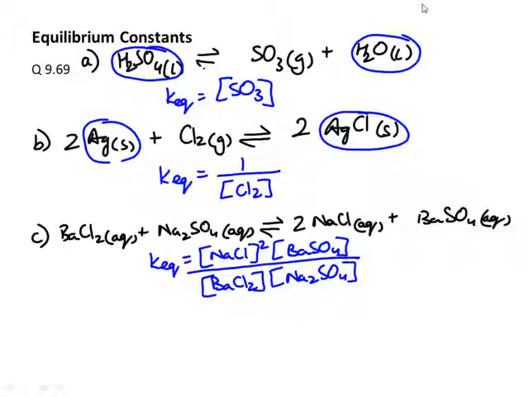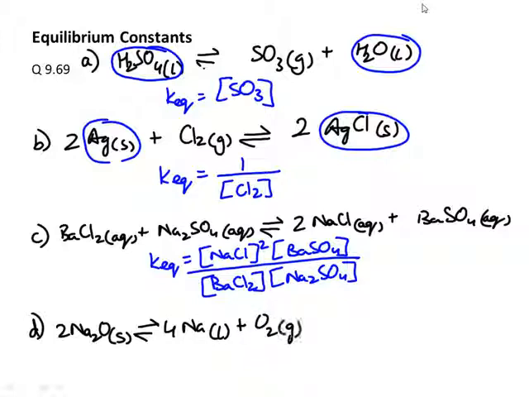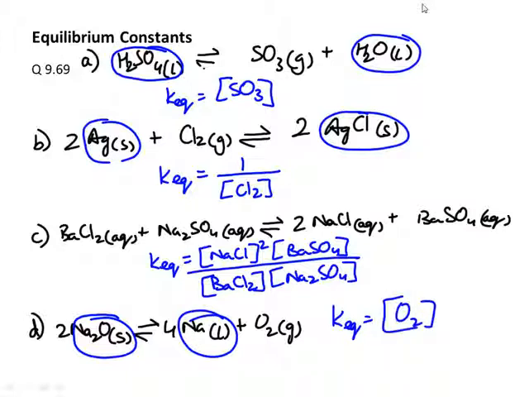If you look at the last one, the equation is 2 sodium oxide solid produces 4 sodium liquid plus oxygen gas. So please note, pure solids do not make it into the equation, pure liquids do not make it into the equation. So K equilibrium in this case is only [O2]. That's it. So that's equilibrium, writing equations for equilibrium constants.